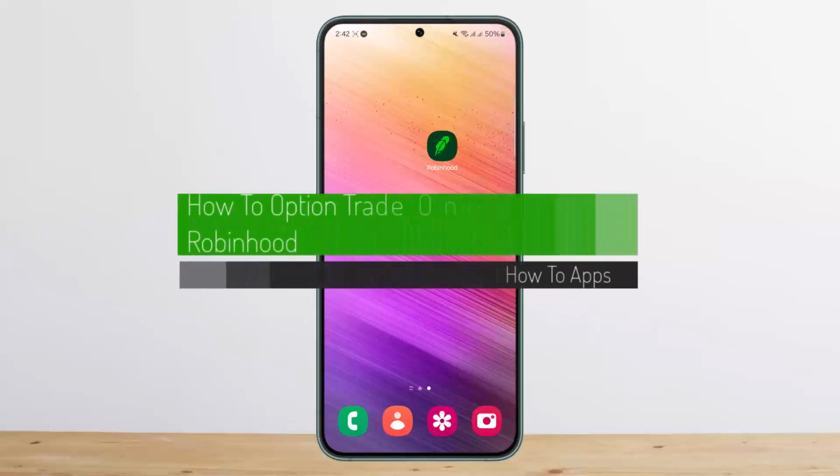How to buy options on Robinhood, or how to trade options on Robinhood.